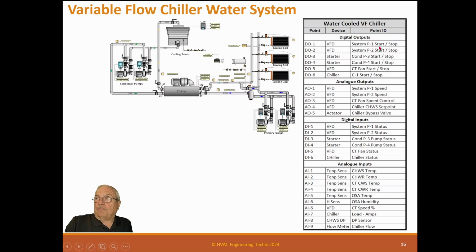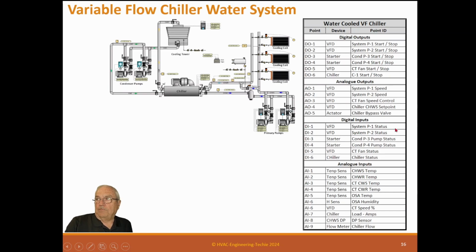DO1 is system P1 pump start stop. DO2 is system P2 start stop. DO3 is condenser pump, DO4 is condenser pump start stop. DO5 is a cooling tower fan start stop. DO6 is a chiller start stop. Analog outputs: system pump P1 speed, system P2 speed, cooling tower fan speed, chiller set point, chiller bypass valve. So this is the actuator for this bypass valve, right? It is bypassing that flow for the chiller.